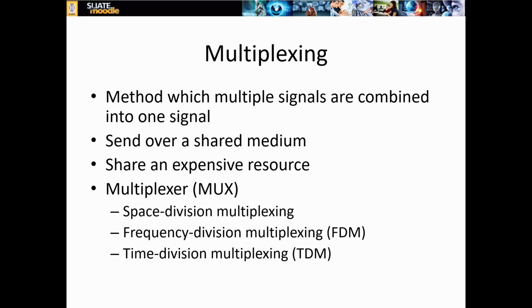The next important term in this lesson is multiplexing. The purpose of multiplexing is to transmit signals more efficiently over a communication channel. Multiplexing is a process in which multiple signals are combined into one signal. When we consider the different types of multiplexing, we find three types: space division multiplexing, frequency division multiplexing, as well as time division multiplexing.